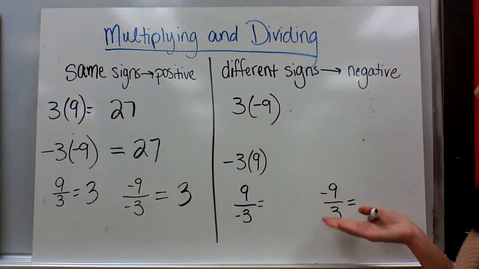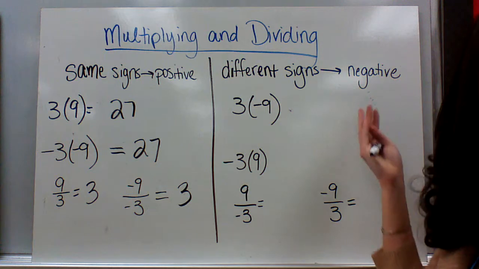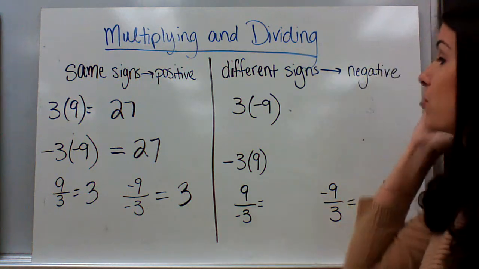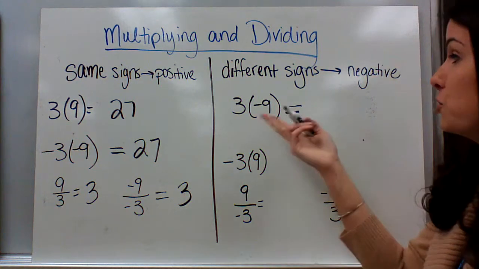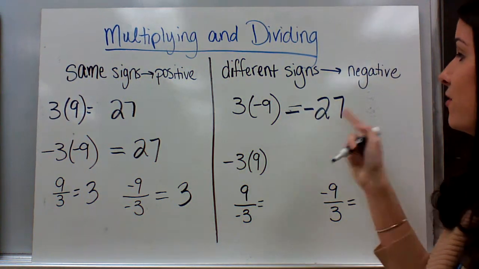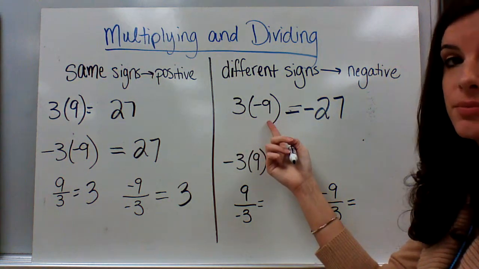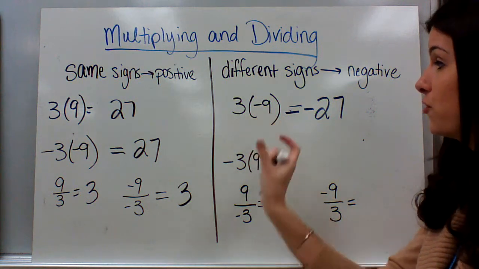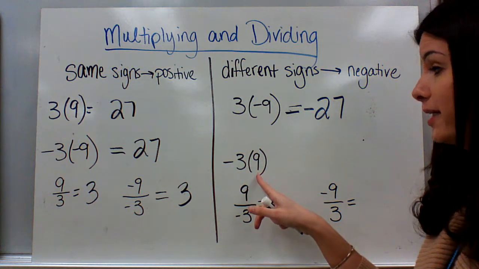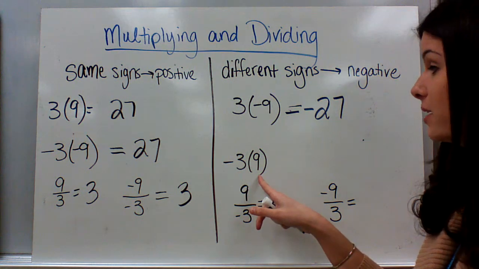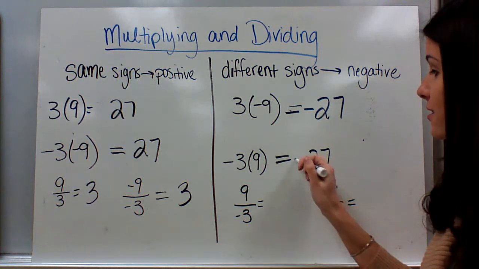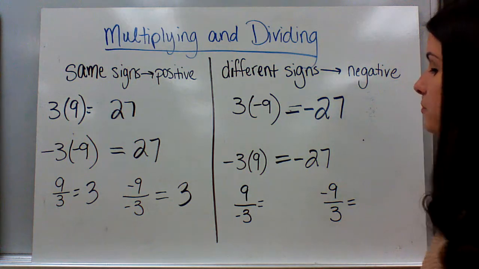Now when you're multiplying and dividing and you have different signs, you multiply and divide like normal, but your answer will be negative. So 3 times -9, just multiply, but your answer will be negative because one's positive and one's negative. And it doesn't matter which one's first. If your first number's negative and the number you're multiplying to it is positive, you just multiply. Different signs, a negative product.